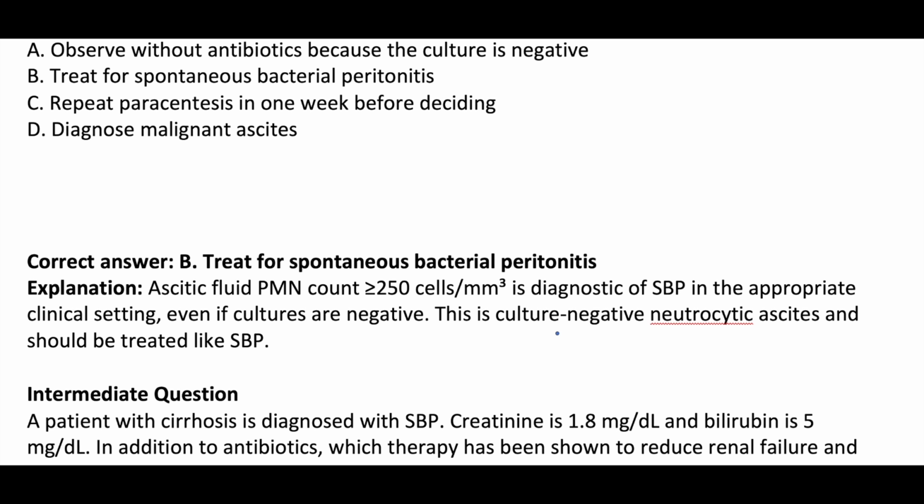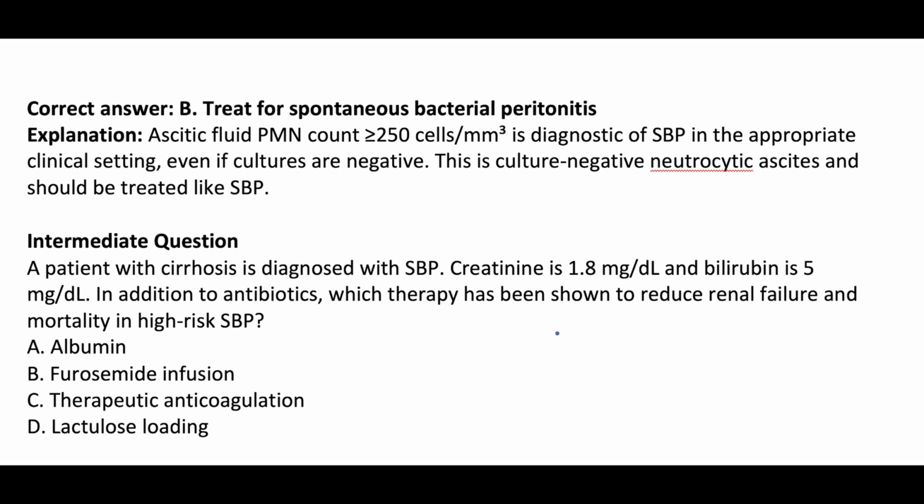All right, question 2. A patient with cirrhosis is diagnosed with SBP. Creatinine's 1.8 and bilirubin is 5. In addition to antibiotics, which therapy has been shown to reduce renal failure and mortality in high-risk SBP? A. Albumin. B. Furosemide infusion. C. Therapeutic anticoagulation. Or D. Lactulose loading. Pause if you need to.